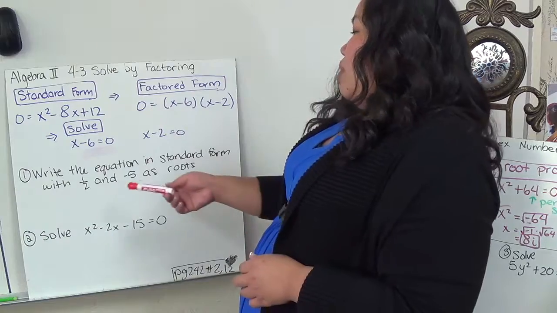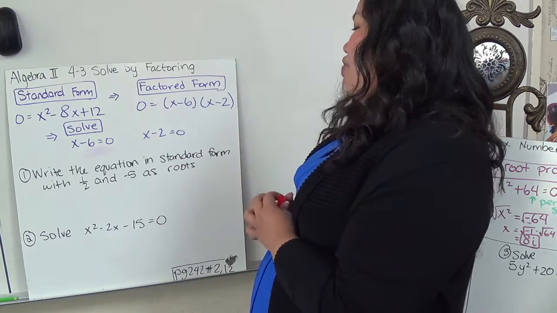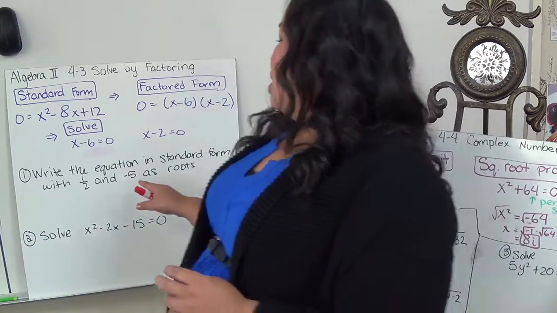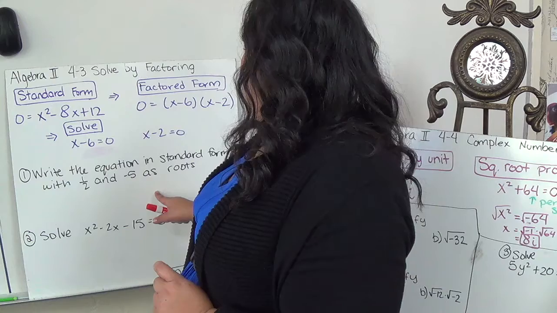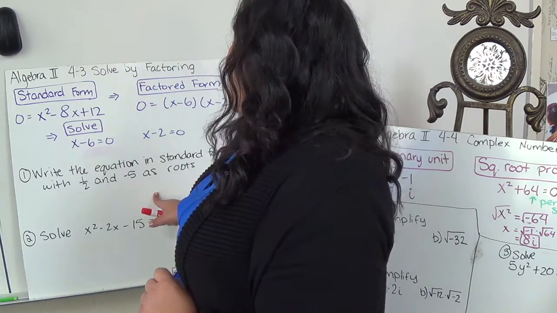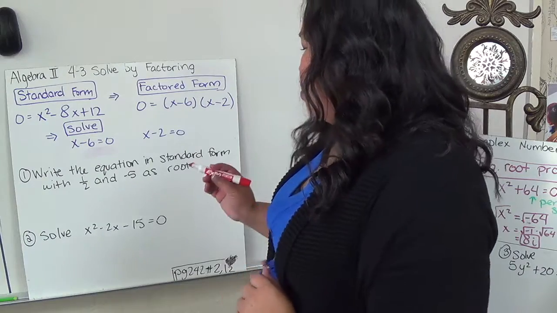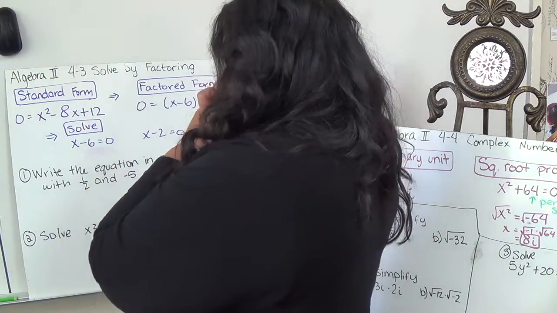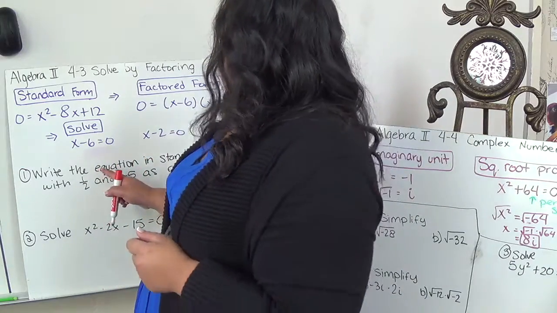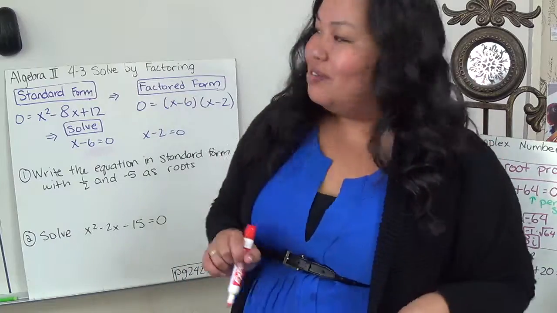So if it's telling me that the solutions of the equation in standard form are 1/2 and -5, this means that my answer is x equals 1/2 and x equals -5. So for my first one, let's go backwards.